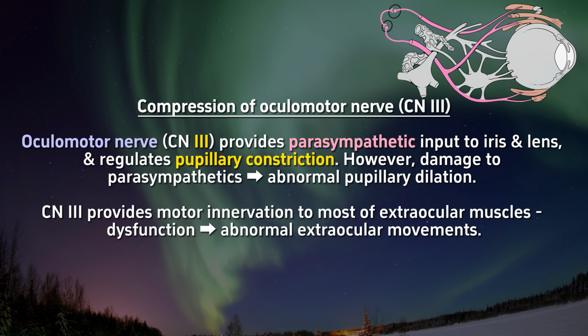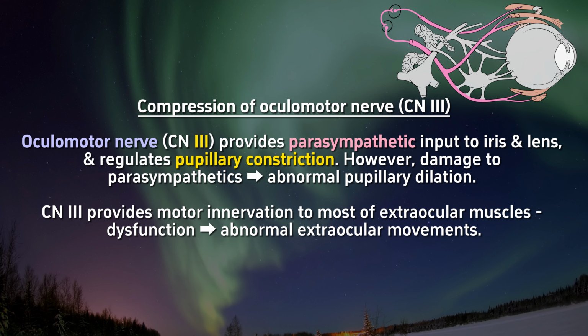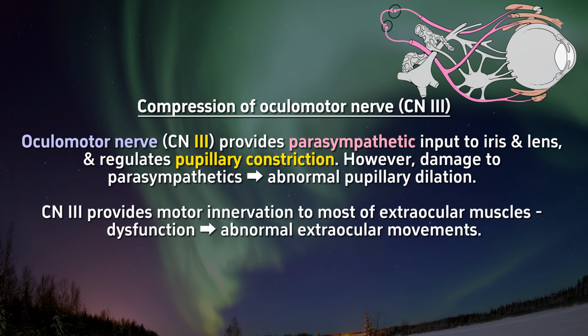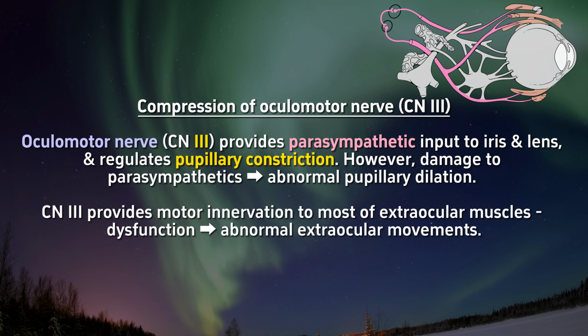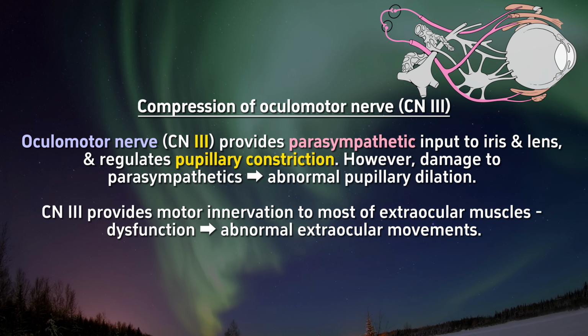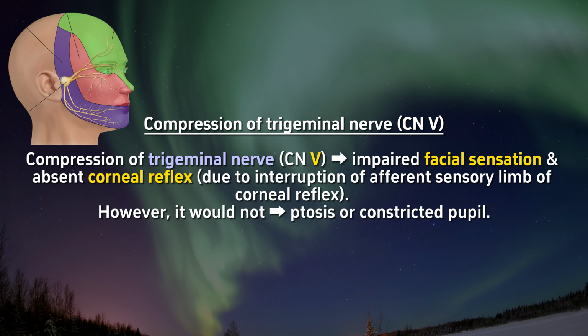Choice B. The oculomotor nerve, cranial nerve 3, provides parasympathetic input to the iris and lens, and also regulates pupillary constriction. However, damage to parasympathetics would lead to abnormal pupillary dilation. In addition, because cranial nerve 3 provides motor innervation to most of the extraocular muscles, dysfunction would also lead to abnormal extraocular movements.